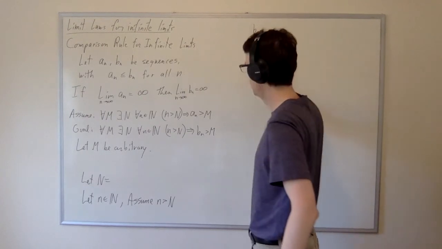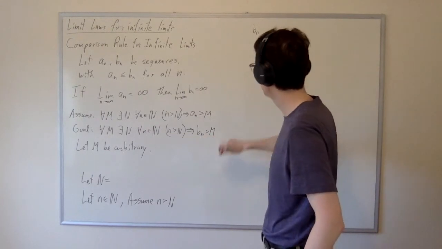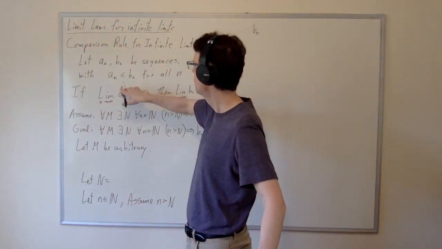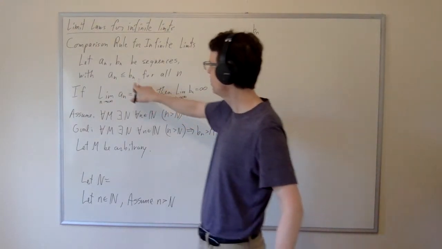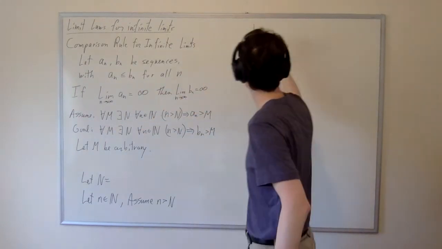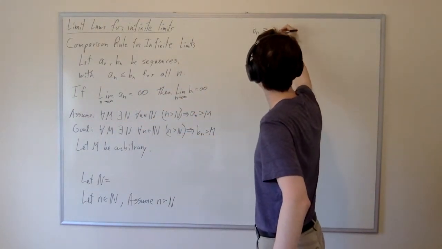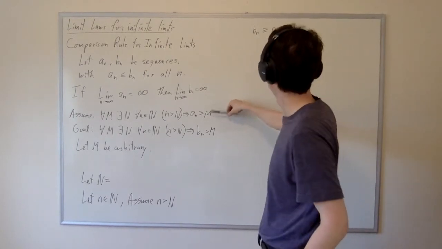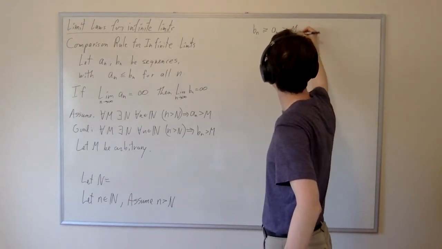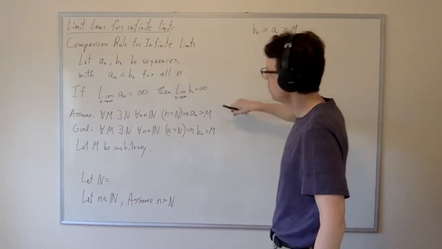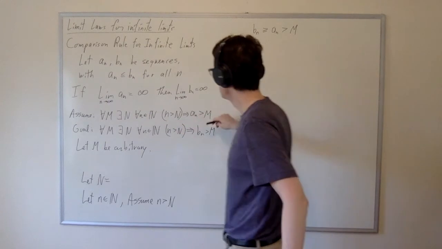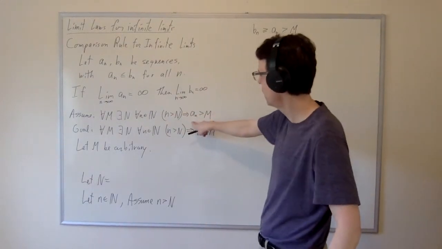So how are we going to show that bn is greater than M? Well, we know exactly one thing about bn. We don't know a formula for it or anything. The only thing we know about bn is that it's greater than or equal to an. But we've assumed something that allows us to say that an is greater than M. So let's say that this is greater than M. But now hold on a minute. We've assumed this entire thing, which says for every M, there exists a capital N.